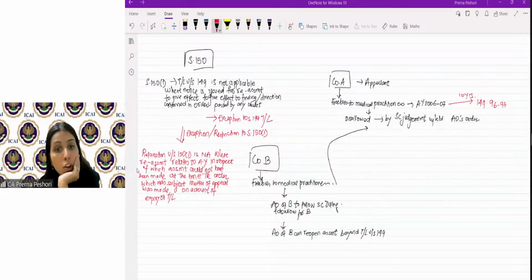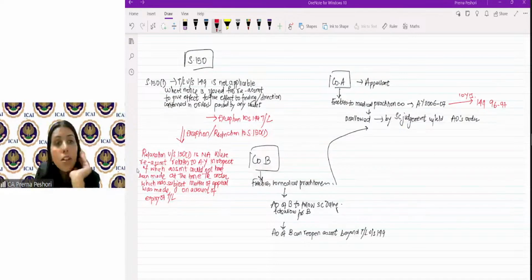Mancha, yes, they are very complex, even I understand, but you have to understand them logically. Court order related to the other assessee. Court order related to another assessee. Yes. Okay, students. So basically, 151 is a restriction to the relaxation in 149, and 150 subsection 2 is again a restriction to 150 subsection 1.